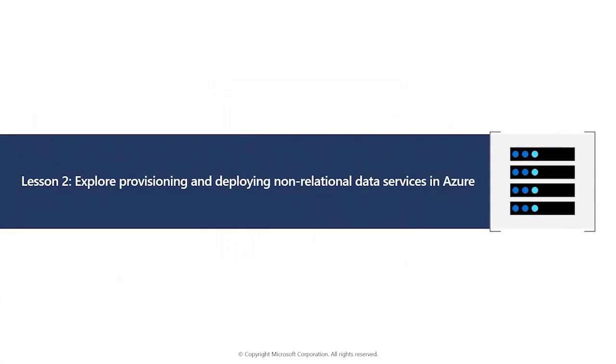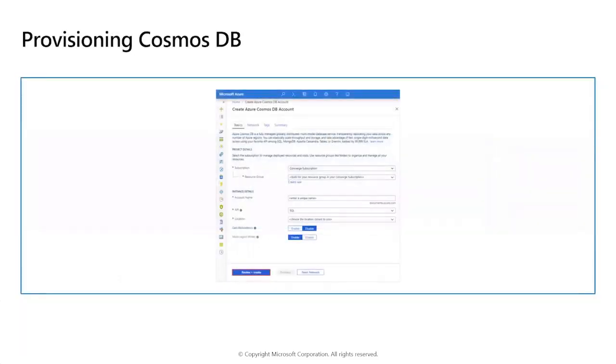Lesson 2, explore provisioning and deploying non-relational data services in Azure. Now, there are a couple of ways we can provision Azure Cosmos DB. We can provision Azure Cosmos DB through the Azure portal, which we've already seen how we can do with the Azure SQL database. So it's a similar approach using the Azure portal.